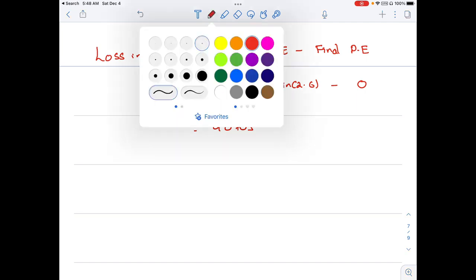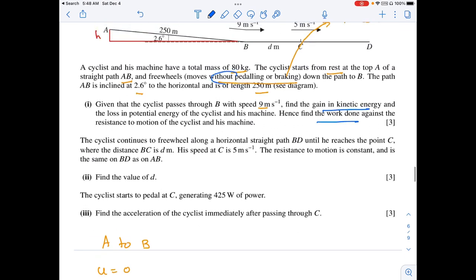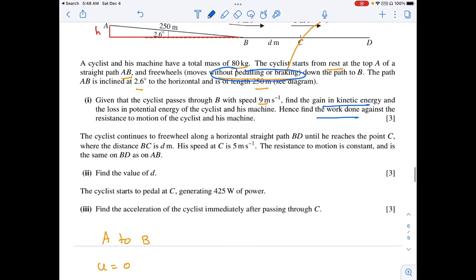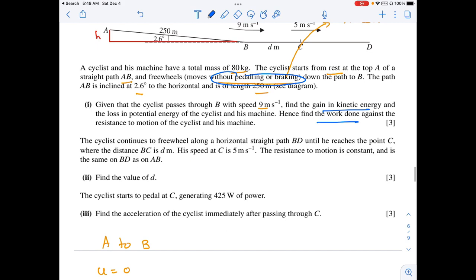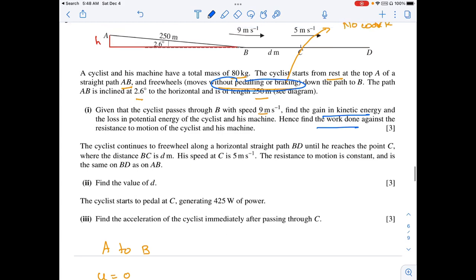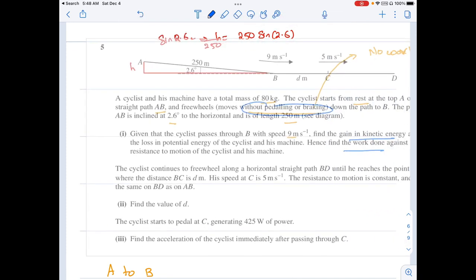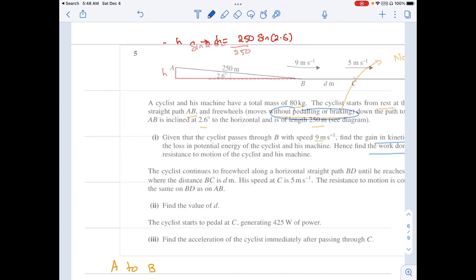Now in the beginning I would have told you that he is not pedaling. That is the most important part. He is not pedaling, so no work is being done. No work is being done. And there is no friction over there, and hence the work done against the resistance of the motion of the cycle and his machine, that is what is being asked.